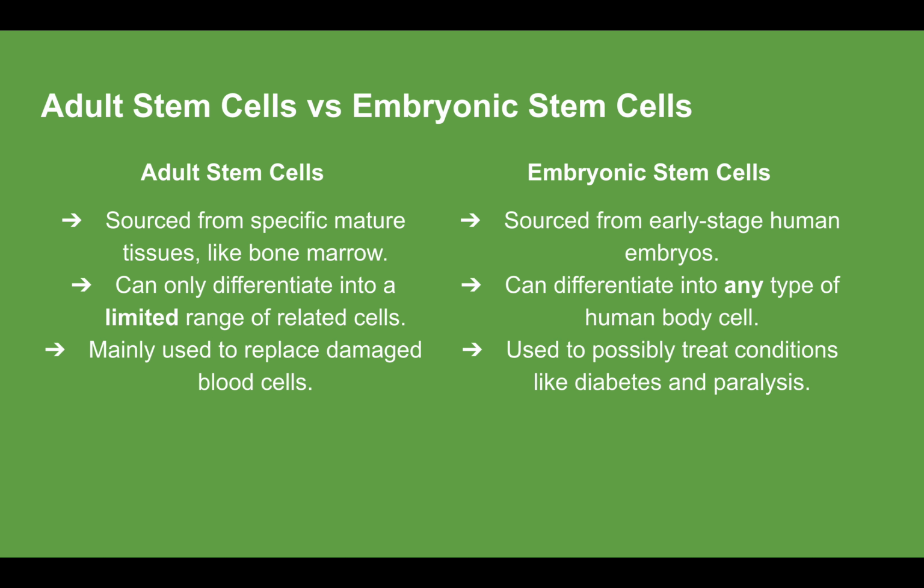So here's a comparison between an adult stem cell and an embryonic stem cell. Adult stem cells are sourced from specific mature tissues, like the bone marrow. They can only differentiate into a limited range of related cells, and they are typically used to replace damaged blood cells. Embryonic stem cells are sourced from early-stage human embryos. They can differentiate into any type of human body cell, and they are used to possibly treat conditions like diabetes and paralysis.